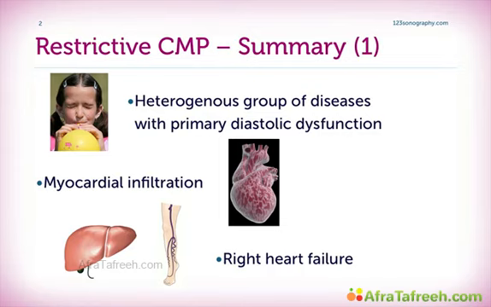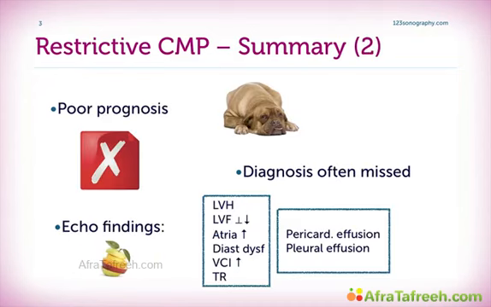Let us summarize this chapter on restrictive cardiomyopathy. Restrictive cardiomyopathy is caused by a heterogeneous group of diseases. The typical characteristic is primary diastolic dysfunction. Most commonly, the cause is some form of myocardial infiltration, and the typical clinical features are that of right heart failure. Patients with restrictive cardiomyopathy have a poor prognosis.